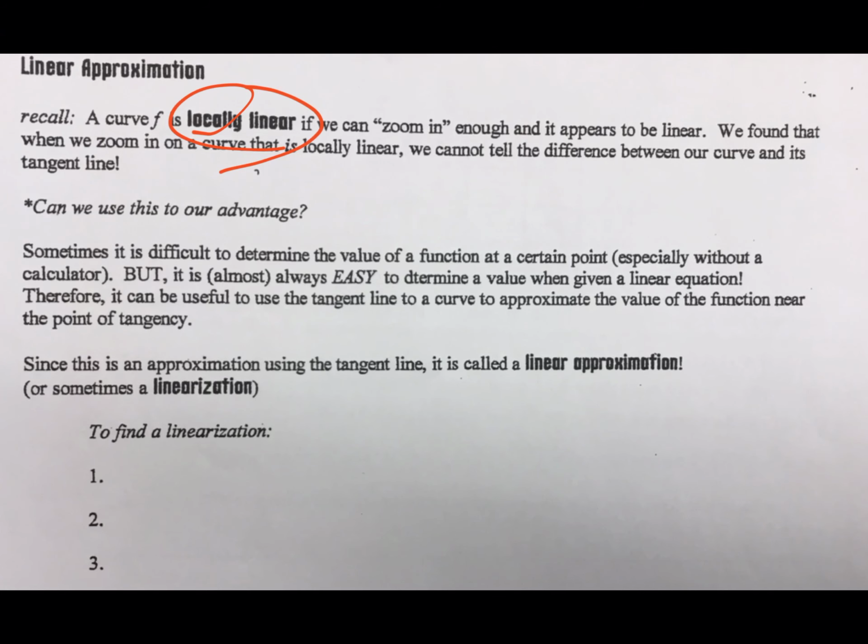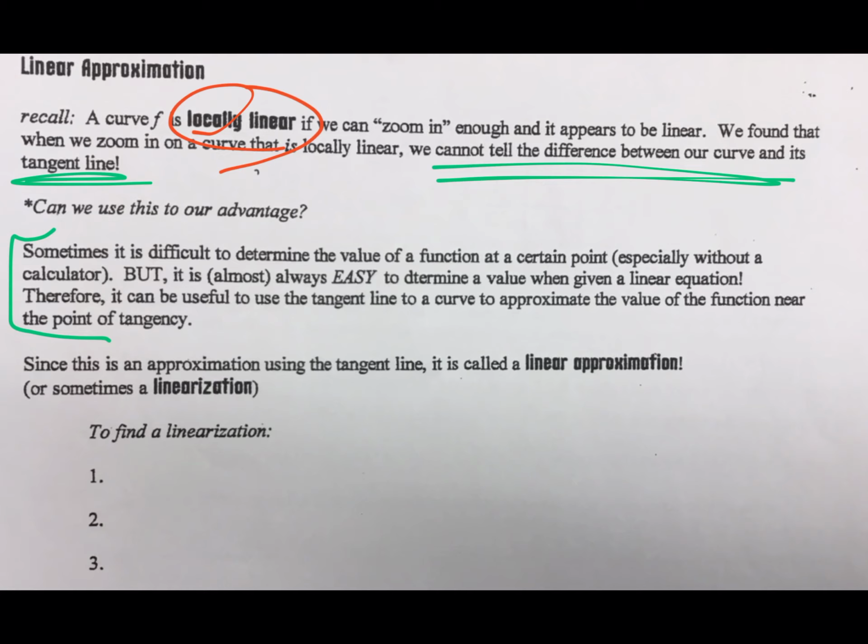Okay, so that's what I mean, that when we zoom in and our curve appears to be linear, then we call it locally linear. And the whole thing about that is that we cannot tell the difference between our curve and its tangent line. So sometimes it's difficult to determine the value of a function at a certain point, especially without a calculator, but it is almost always easy to determine a y value when given a linear equation. So if we find a linear equation, the tangent line, to approximate values of the curve near the point of tangency, it's called a linear approximation.